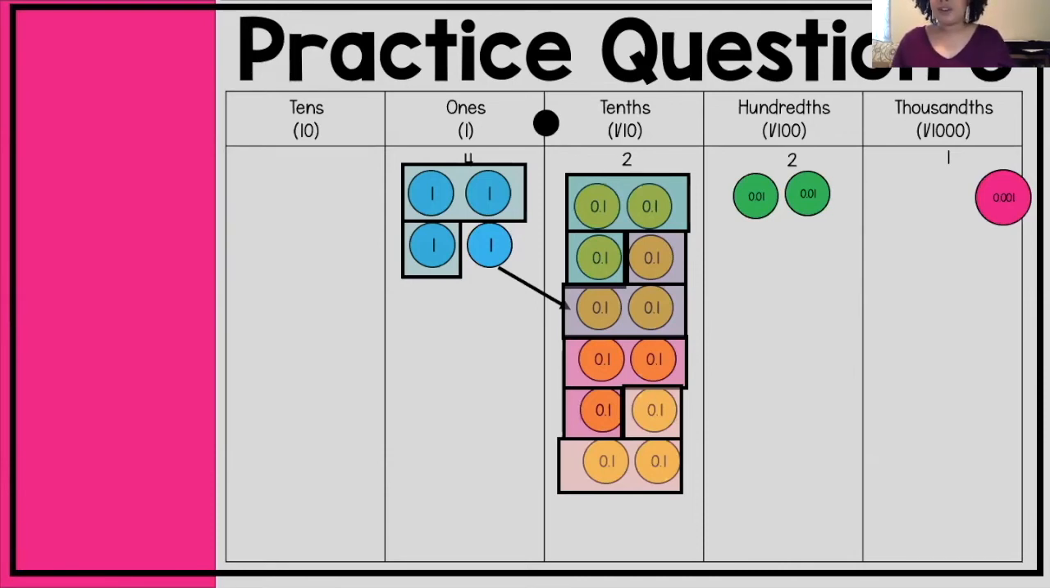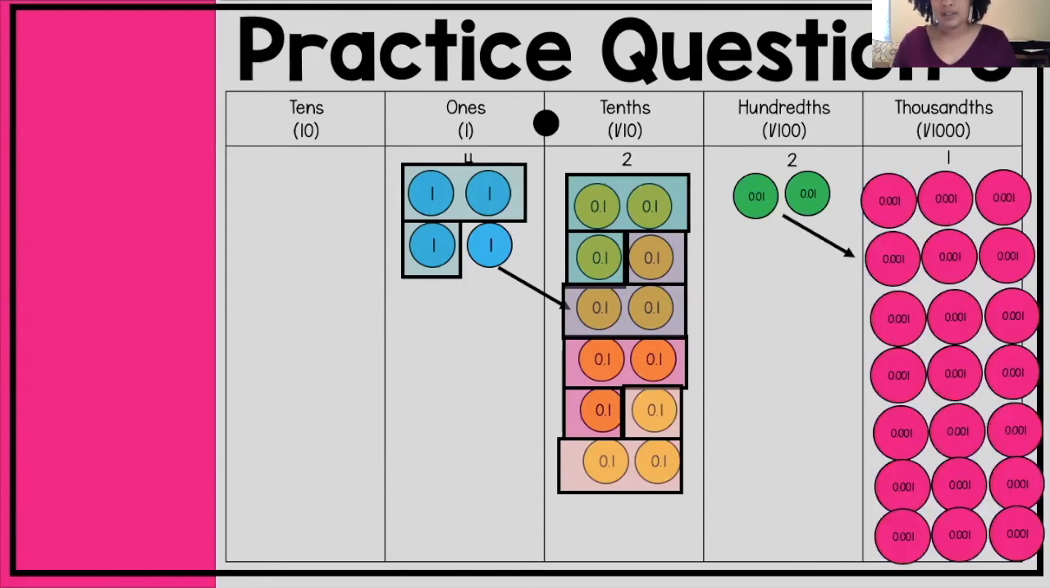So I'm going to have to rename those 2 hundredths as thousandths. Well, 1/100th is equal to how many thousandths? Right, 10. 1/100th is the same as 10 thousandths. So 2 hundredths is going to be the same as what? Right, 20 thousandths. Now, I had 1/1000th. I've added 20 thousandths. How many thousandths do I have now?